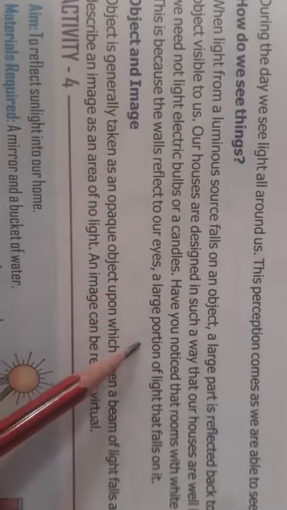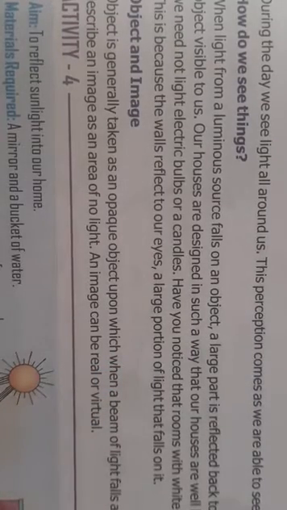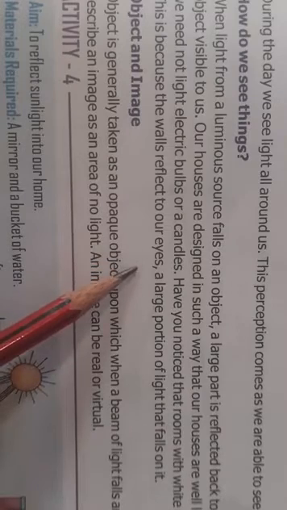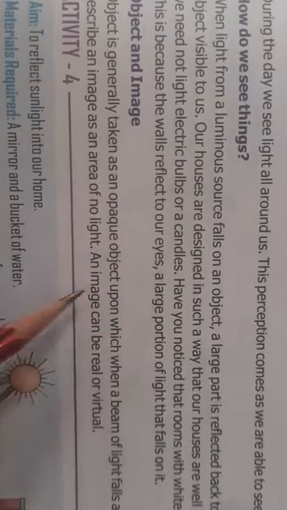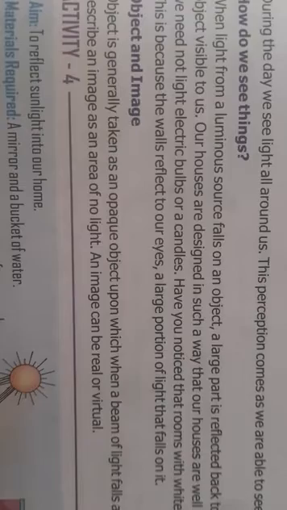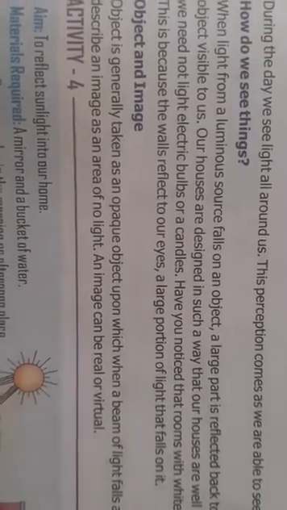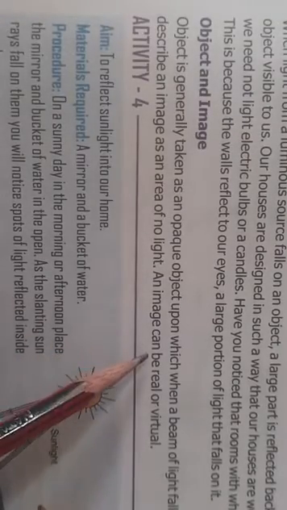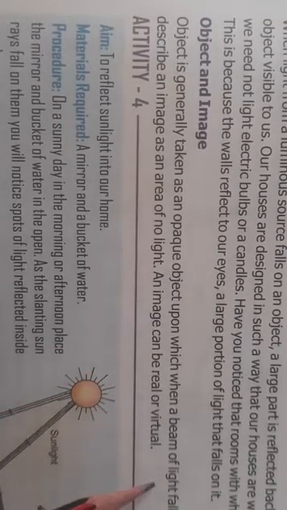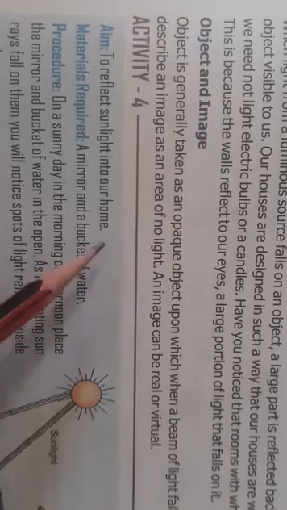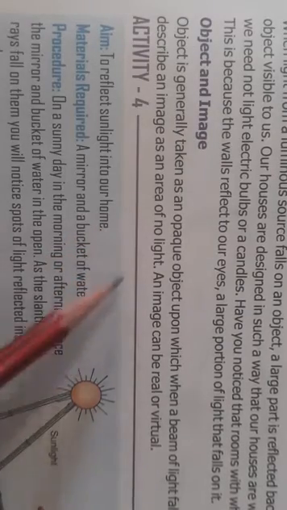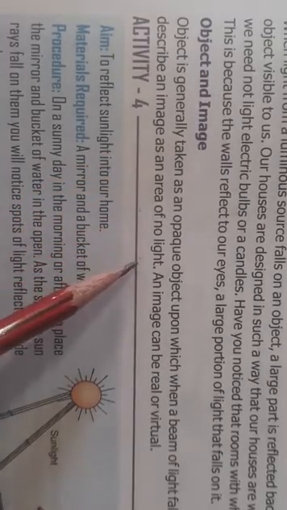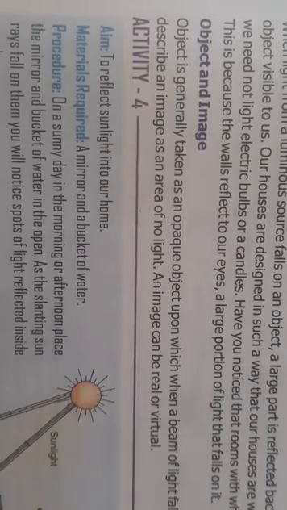You have also noticed that rooms with white painted walls look bright. Why? Because the walls reflect all the light that falls on them to our eyes. And we'll see the object and image. An object is generally taken as an opaque object upon which, when a beam of light falls, an image is formed. All the objects that we take are opaque objects. So we can describe an image as an area of no light, and this image can be real or virtual.